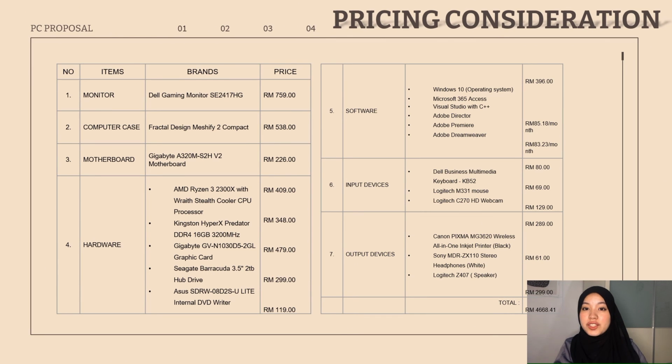So this is the total cost list for every item that we suggest for Alia. And as you can see, it is below 5,000 ringgit and suitable for Alia who is still a student.